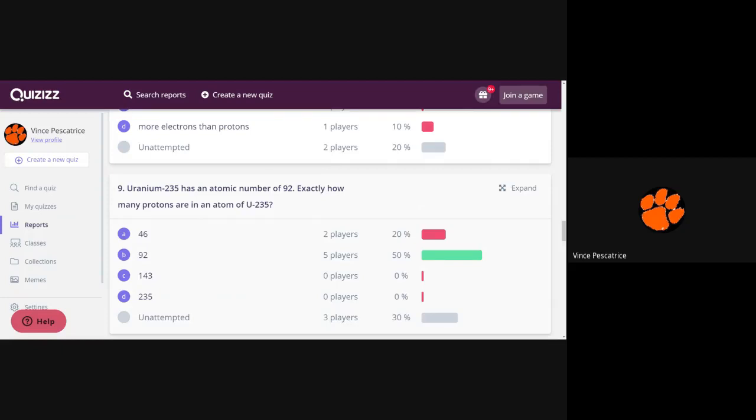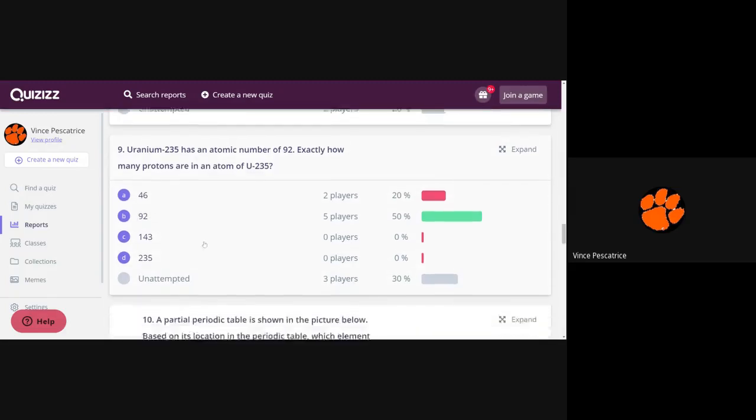Uranium-235 has an atomic number of 92. The 235 is its mass number, which you talked about. So if it has 92 protons, subtracting 92 from 235 would tell you how many neutrons you have as well. However, that's not what the question's asking for. Half of us got this right too. The atomic number is equal to the number of protons, so if its atomic number is 92, it's going to have 92 protons.